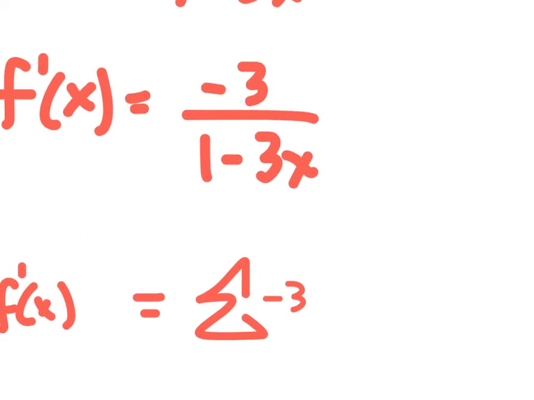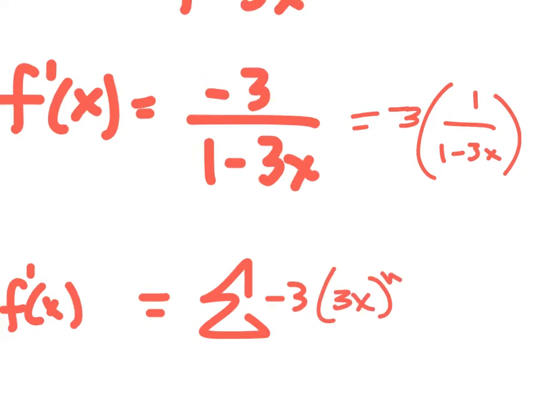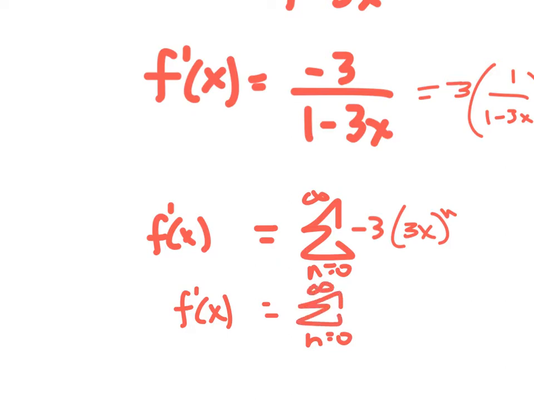Alright, so let's get this in the form we want first. That would be negative 3 times 1 over 1 minus 3x, which is perfect. That's exactly what we want. So we got the negative 3, and we got a 3x to the nth power. So f prime of x is equal to the summation from n equals 0 to infinity, and I'm going to go ahead and bring this negative sign out in front. That's not going to create an alternator because it's not inside here, right?